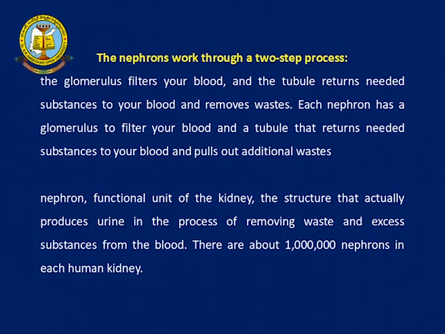The nephron works through a two-step process. We already discussed the basic information of the nephron. The glomerulus filters your blood and the tubules return needed substances to your blood and remove the waste. Each nephron has a glomerulus to filter your blood and tubules that return needed substances to your blood and pull out additional wastes.